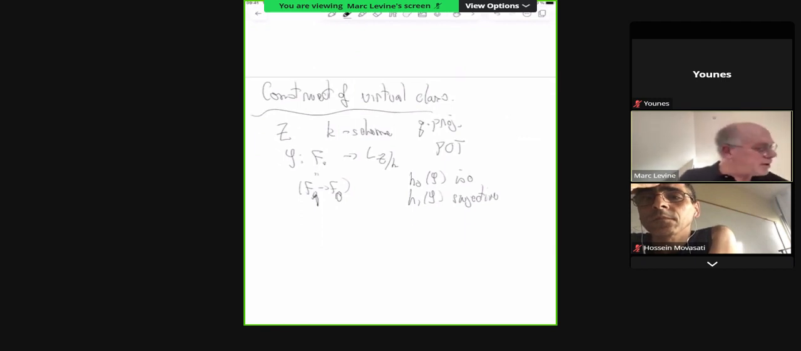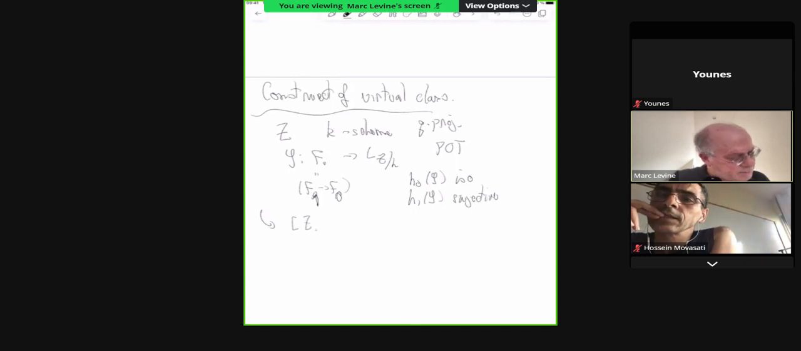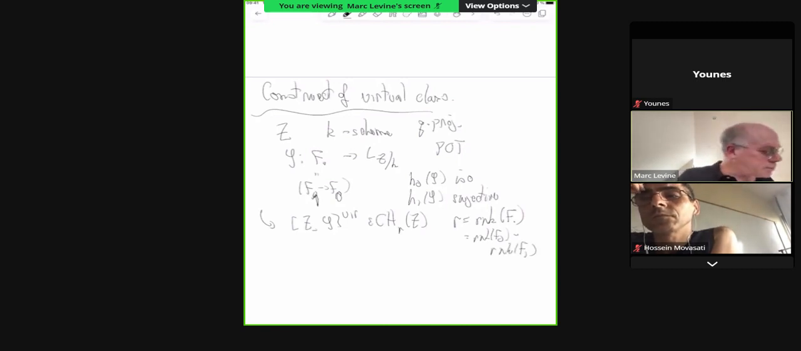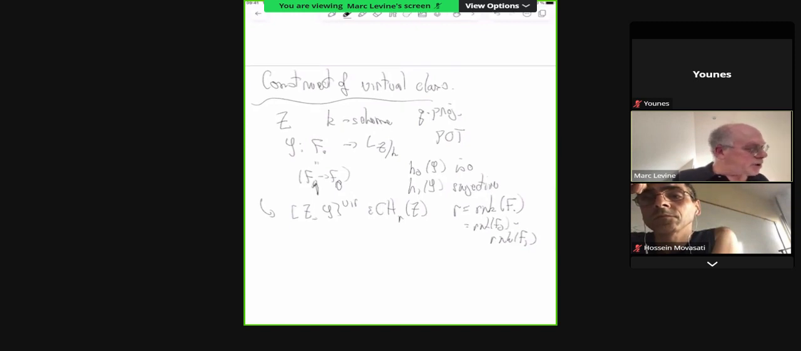And then what you can do with that, first of all, there's two steps to construct this virtual fundamental class. So this will live in Chow R of Z, where R is the virtual rank of this guy. So this is a two-term complex of locally free coherent sheaves. So the rank is, in other words, the rank of F0 minus the rank of F1. These are locally free. So what you do is there's two parts to it.